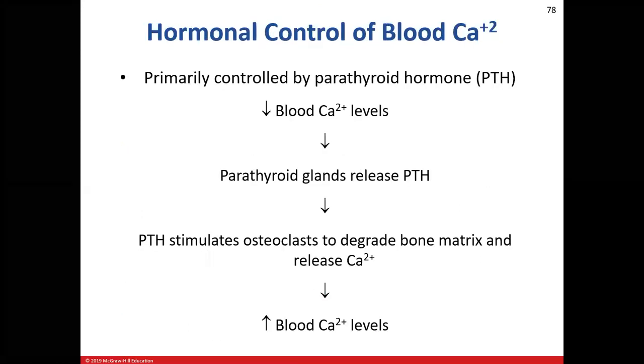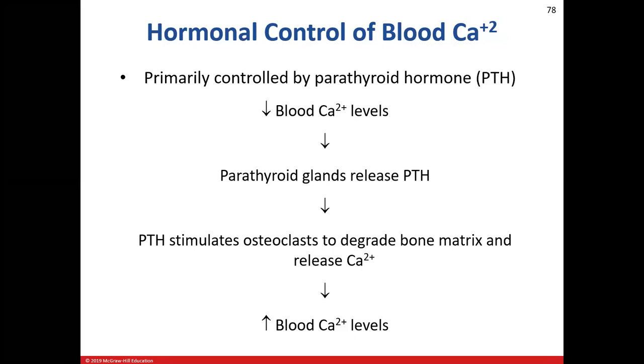So as we look at the hormonal control of blood calcium levels, one of the things that we're looking at is the parathyroid hormone. And as we look at whether blood calcium levels increase or decrease, that helps determine whether a hormone is going to be stimulated or released. So when the body starts to detect a decrease in the blood calcium levels, the parathyroid glands begin to release the parathyroid hormone, or PTH.